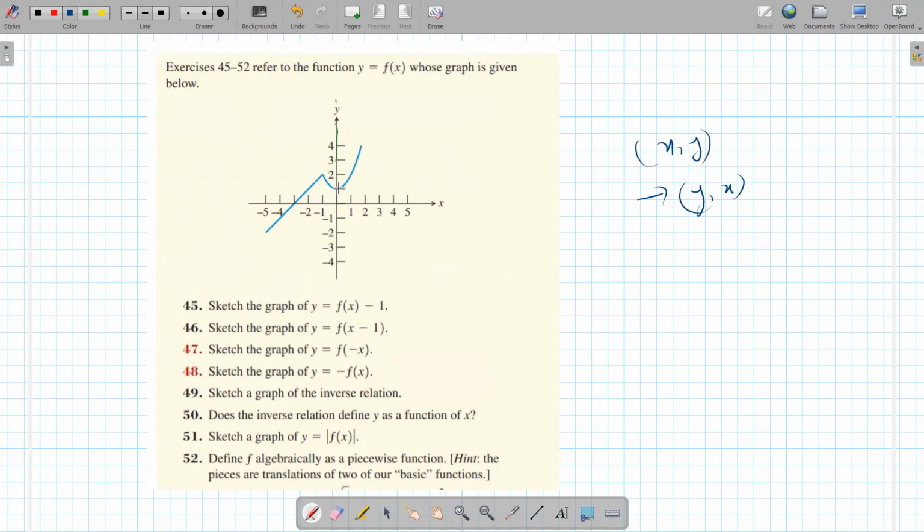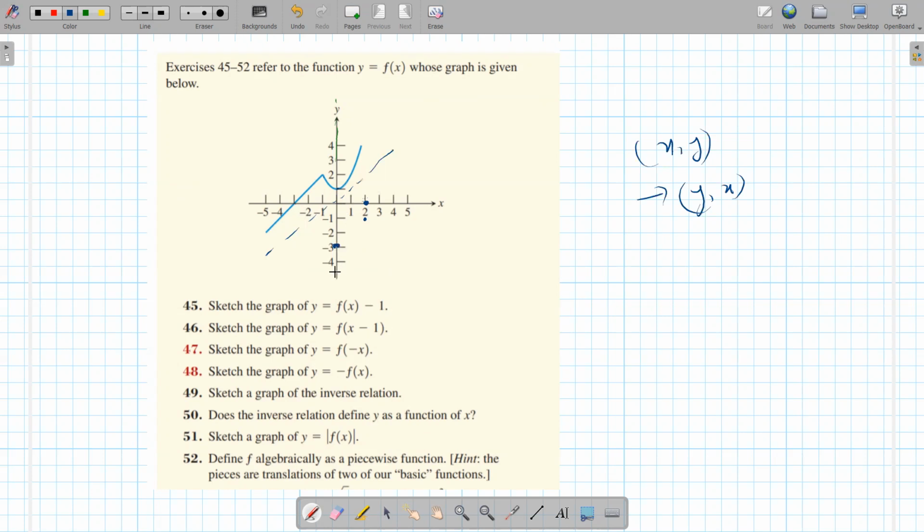So we can just take a few points and just flip them literally. This point is (0, 2), so it's going to flip to (2, 0). This point is (-1, 2), so that's going to flip to (2, -1). You can be precise like that. And then what is this point? That is (-3, 1).